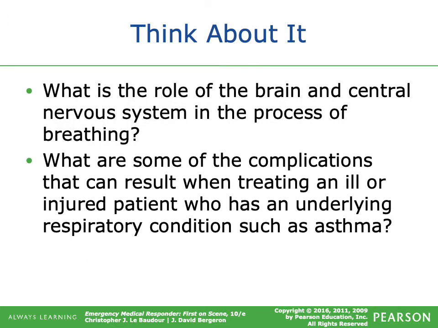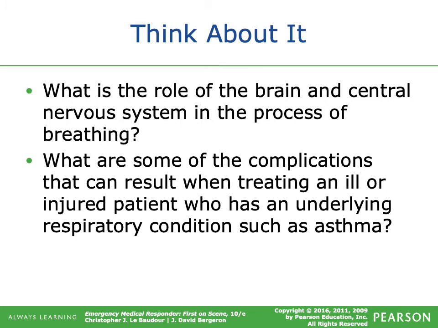Now, what is the role of the brain and the central nervous system in the process of breathing? What are some complications that can result when treating an ill or injured patient who has an underlying respiratory condition such as asthma? All right, first question, what is the role of the brain and central nervous system in the process of breathing? Your brain and central nervous system control all of your breathing activities. We talked about it earlier. Your medulla oblongata is primarily responsible for controlling your breathing.